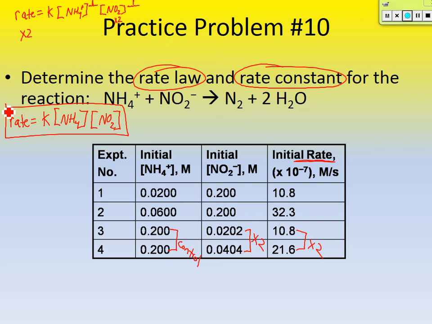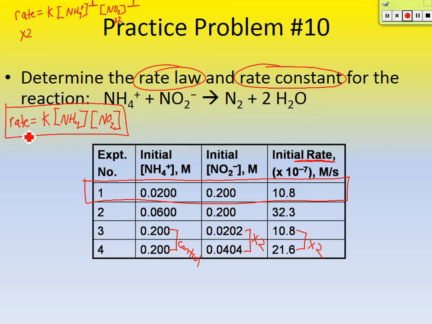Now, let's determine the rate constant. Now remember, can I choose any one of these experimental numbers? 1, 2, 3, or 4? Yes. What I always do, I just always do this, I don't know why, is I pick the top one. And I put a box around it. Now let's plug in the variables where they should go.